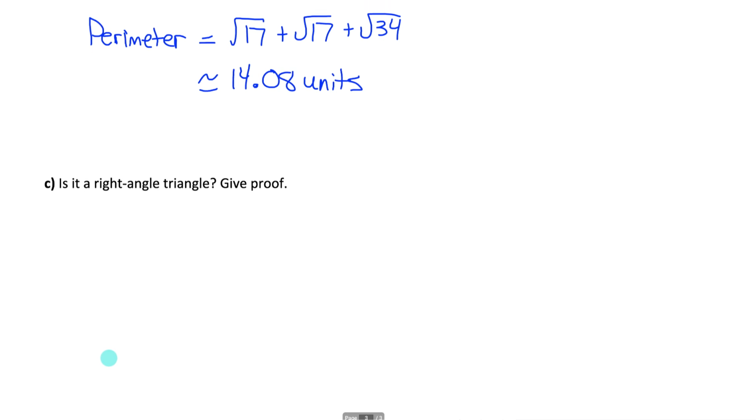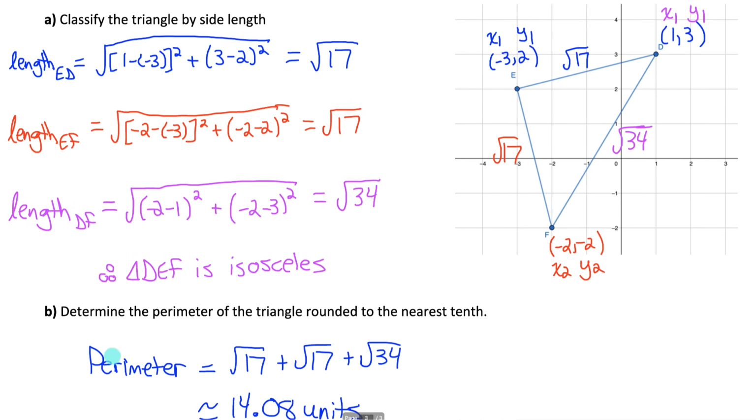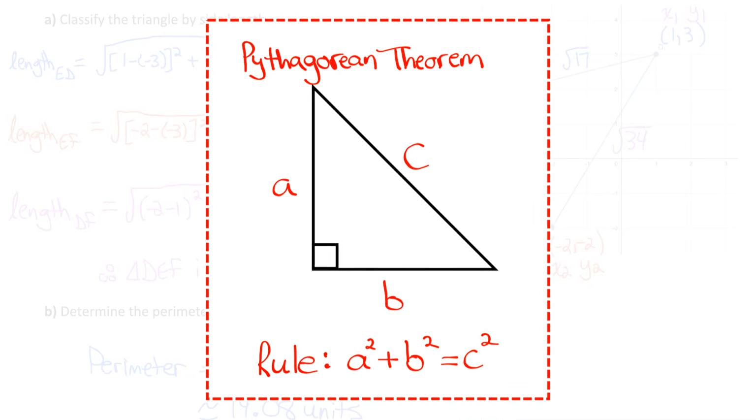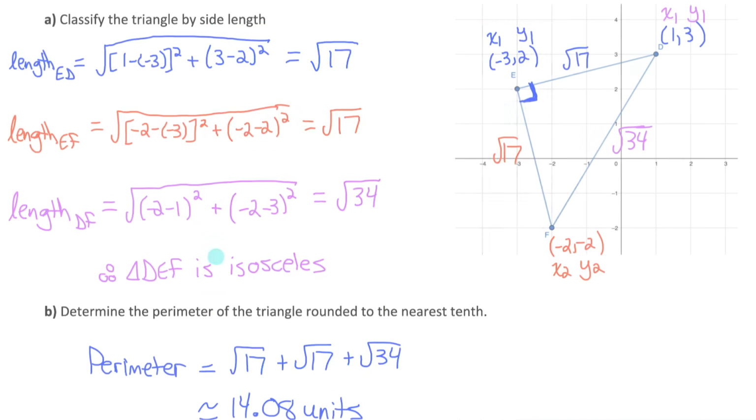Part C asks us, is it a right angle triangle? Give proof. Well, if I look at the triangle, it kind of looks like this might be a right angle here, but we don't want to have to just guess, and we actually don't have to calculate any angles. What we can just do is check if Pythagorean theorem holds true. We know that for all right angle triangles, the sum of the squares of the shorter two sides equals the square of the longer side. So let's check.